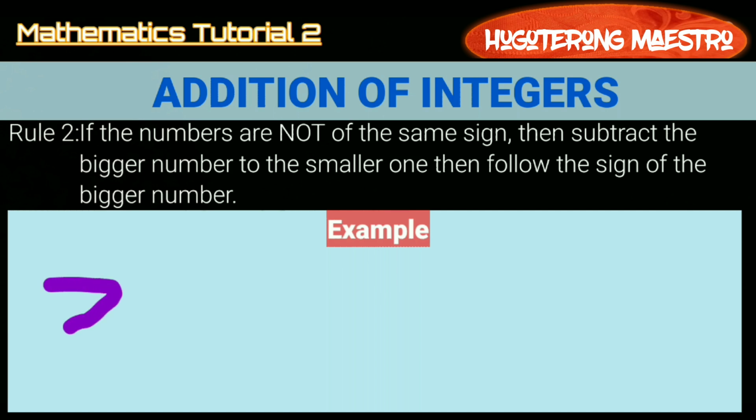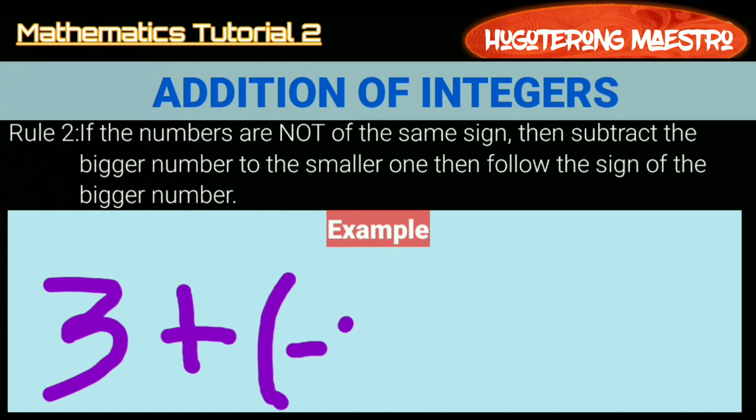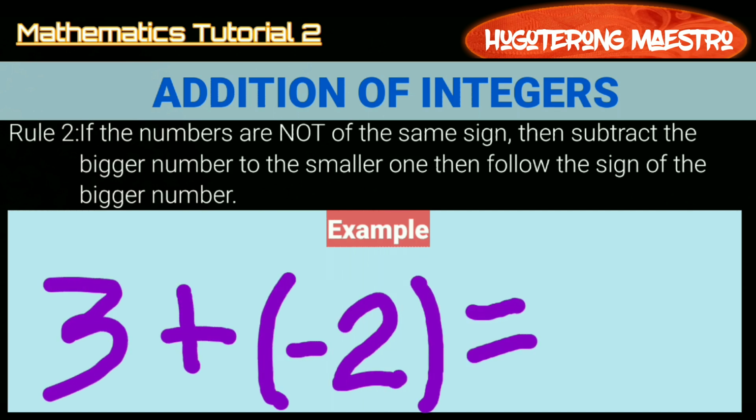Another example. 3 plus negative 2. So ayan po, hindi pareho ang sign nila. So we will subtract the bigger number to the smaller one. So that is 3 minus 2. And our answer is 1. But we have to follow the sign of the bigger number. So ang ipa-follow natin dito ay positive. So our answer is positive 1.